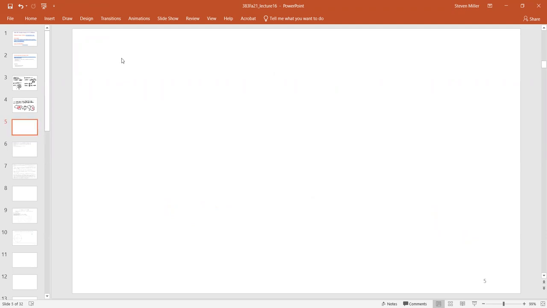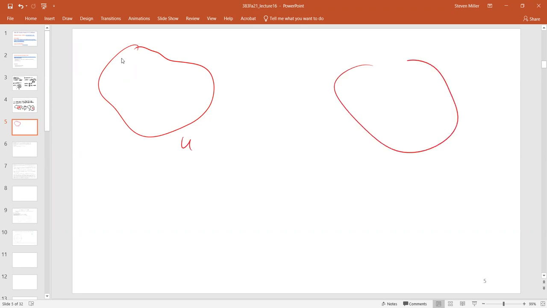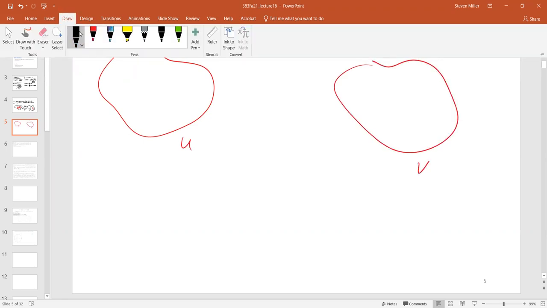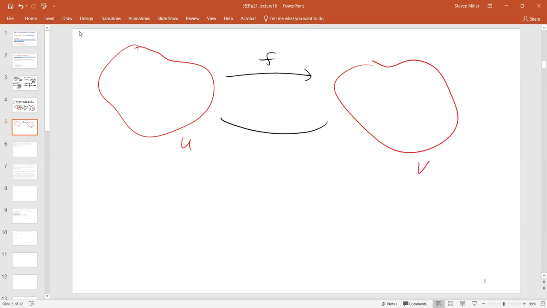Yes. Conformal mapping, like the strongest position. Why? Because homeomorphism doesn't say what the function is. And I'm saying I want my function to be holomorphic. So imagine, I think I'm still in red. So here's U, here's V. And I have some function f here and some function f inverse here.